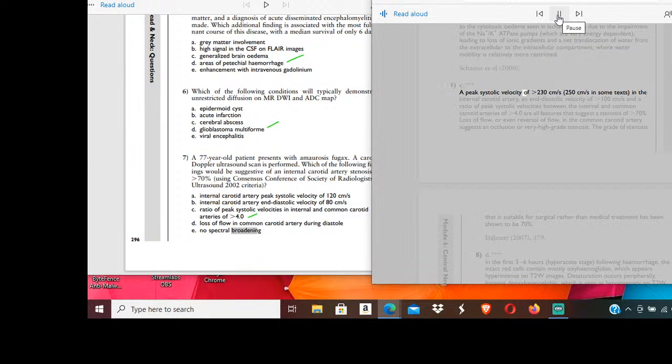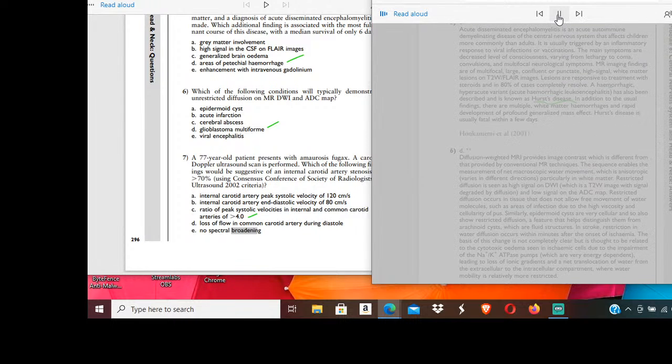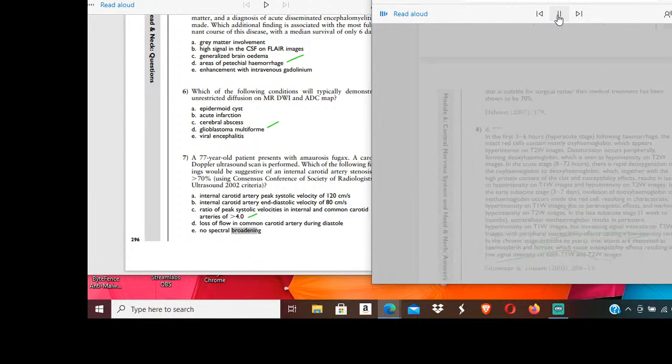C. A peak systolic velocity of 230 cm/s, 250 cm/s in some texts, in the internal carotid artery, an end diastolic velocity of 100 cm/s, and a ratio of peak systolic velocities between the internal and common carotid arteries of 4.0 are all features that suggest a stenosis of 70%. Loss of flow, or even reversal of flow, in the common carotid artery suggests an occlusion or very high-grade stenosis. The grade of stenosis that is suitable for surgical rather than medical treatment has been shown to be 70%.